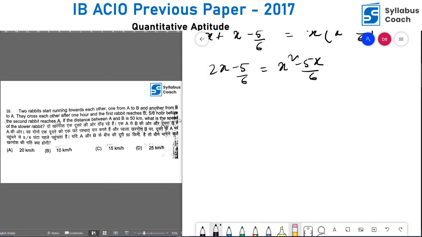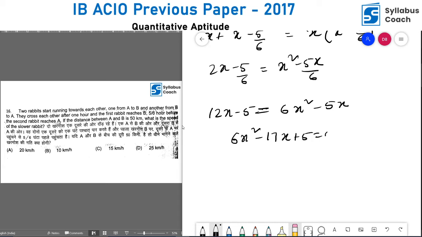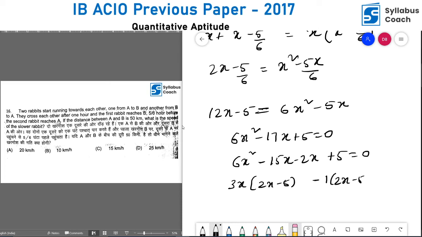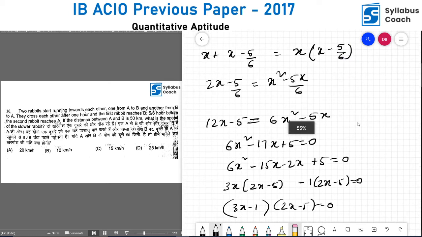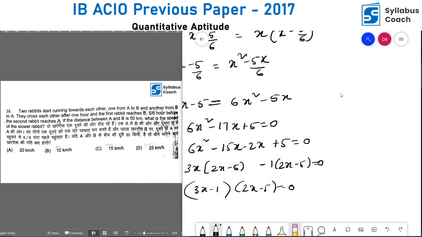Great. Now this becomes 12x minus 5 is equal to 6x square minus 5x, and this becomes 6x square minus 17x plus 5 is equal to 0. Then I split it into minus 15x minus 2x plus 5 is equal to 0. Then I take 3x as common, then 2x minus 5 minus 1 into 2x minus 5 is equal to 0. Finally it becomes 3x minus 1 and 2x minus 5 is equal to 0. Are you clear until here, students? Great. Now x is nothing but 1/3 and 5/2.